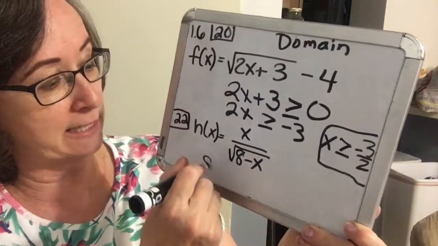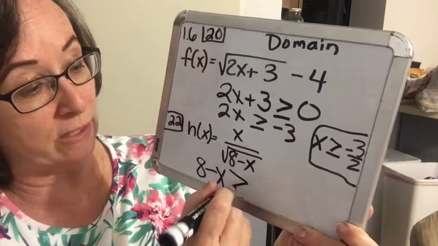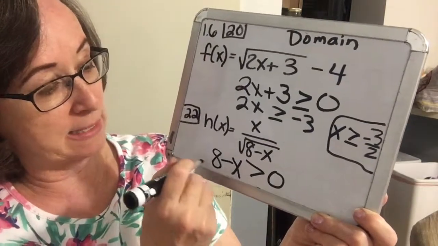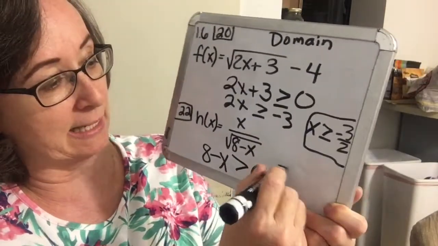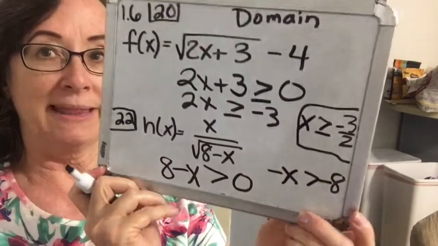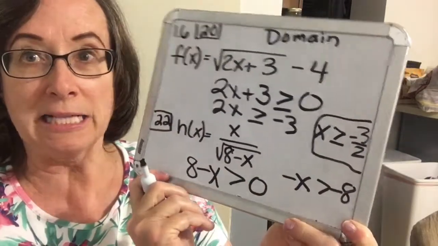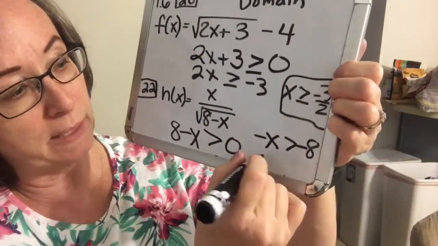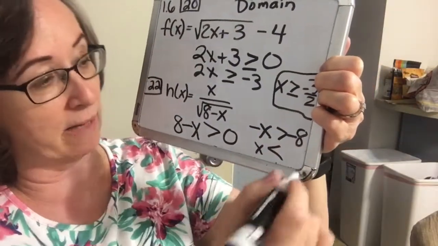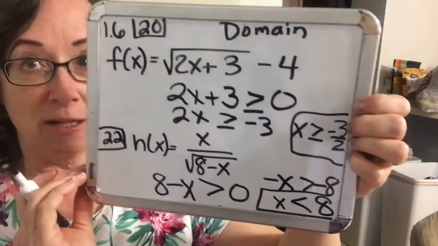So then to find its domain, we will say 8 minus x is greater than 0, not equal to 0. So then when I subtract the 8 from both sides, I'm going to get negative x is greater than negative 8. But then I don't want negative x, I want positive x. So I'm going to multiply both sides by a negative 1, which means I will have x is less than, because that sign's got to turn around, x is less than 8 would be that domain.